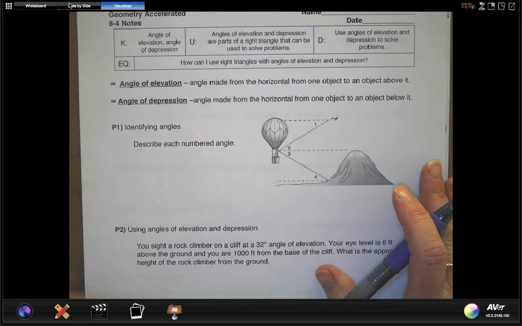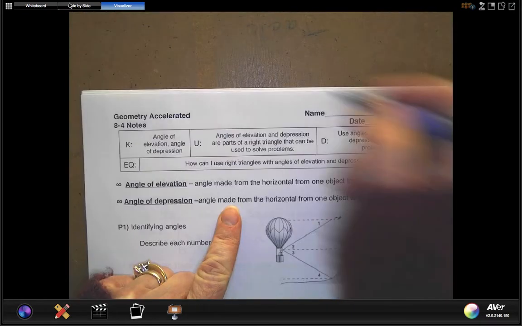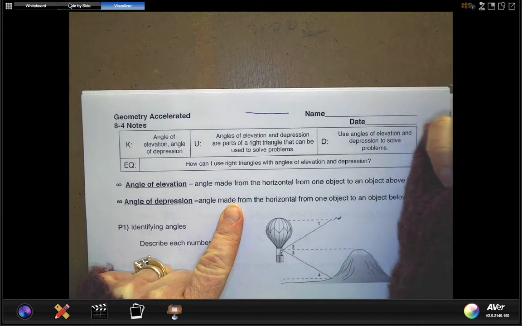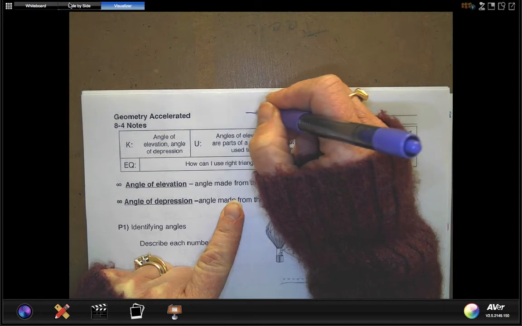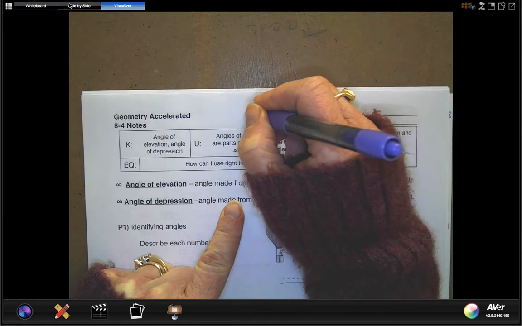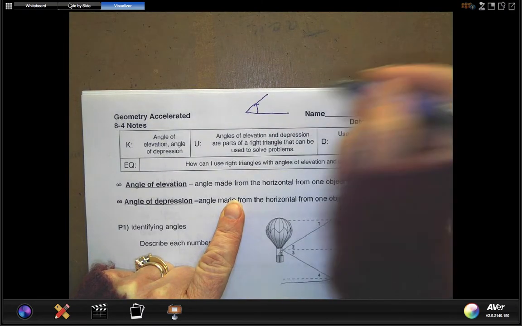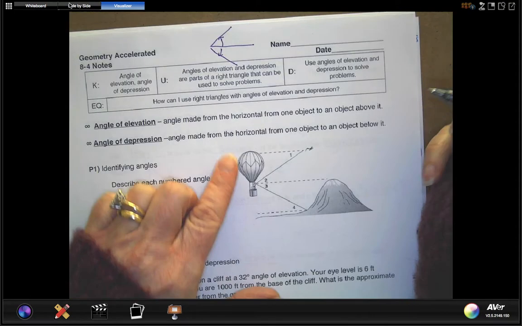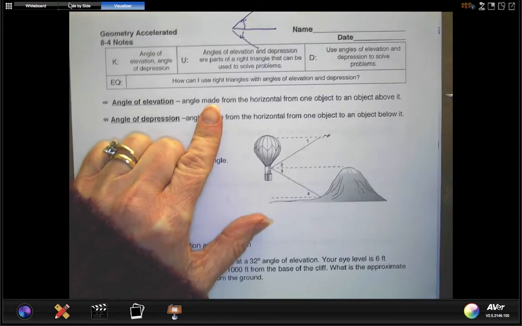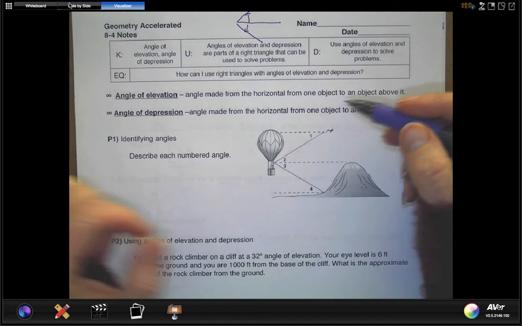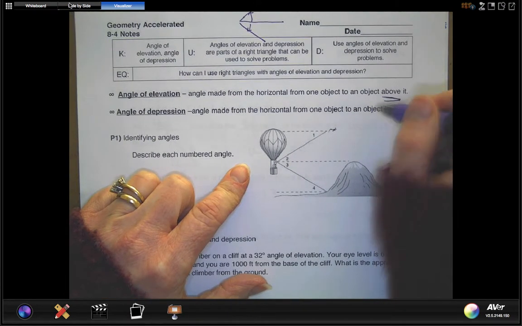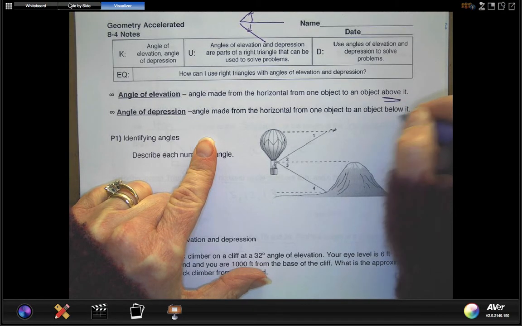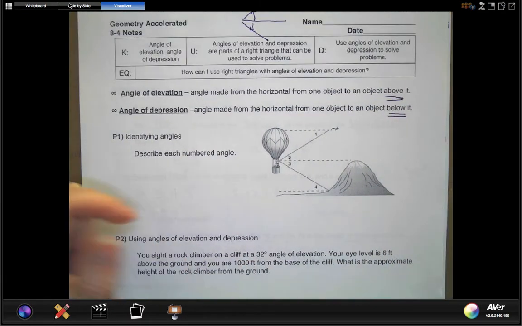Basically, for both of them you have this idea of a horizontal line, and the angle of elevation is from the horizontal line going up. The angle of depression is from the horizontal line going down. So angle of elevation is an angle made from the horizontal line from one object to an object above it, so we're going up. Angle of depression is an angle made from the horizontal from one object to an object below it, so again, we're going down.